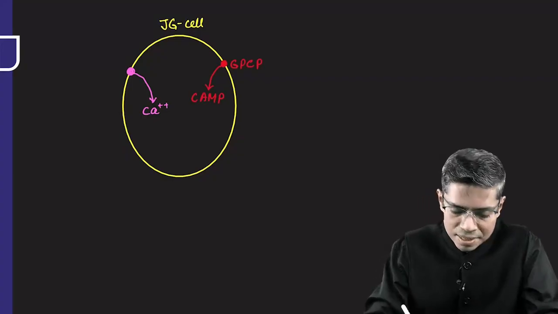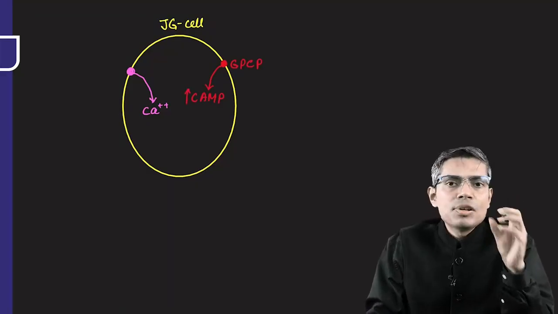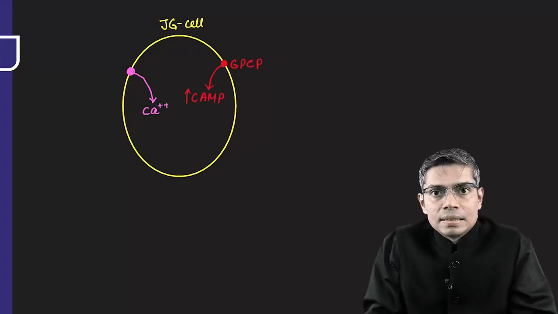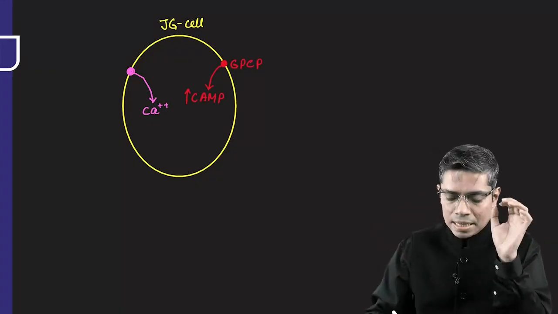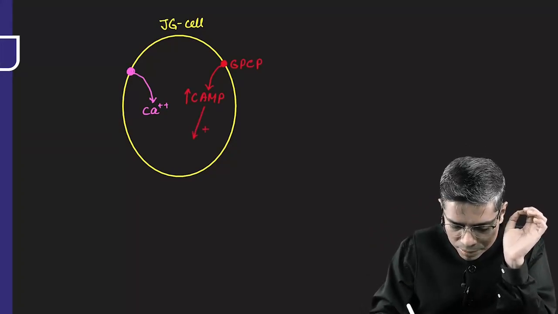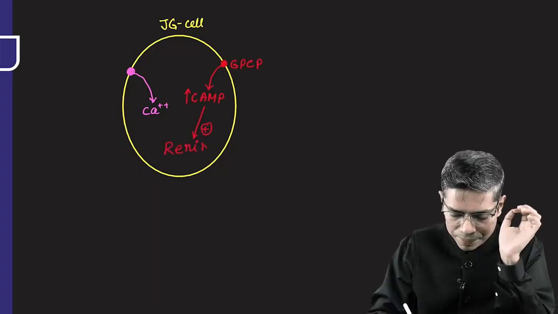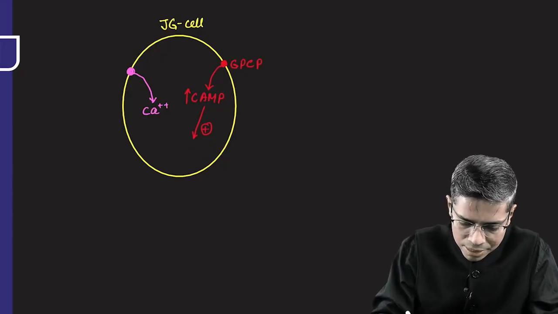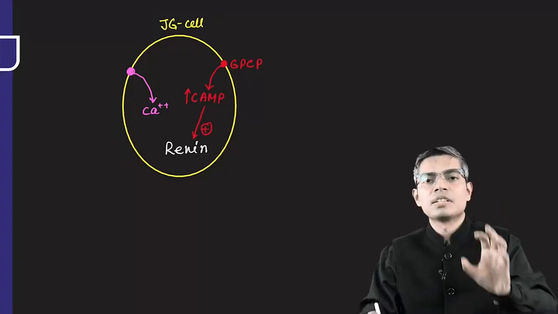Suppose there is an increase in intracellular cAMP. What will happen? It will cause degranulation of this JG cell. The JG cell contains granules, and those granules contain renin. So basically I am saying, if there is an increase in cAMP, it's a stimulus for secretion of renin. I'll write down this renin with a different color so that you remember it better. So cAMP is a stimulus for renin.